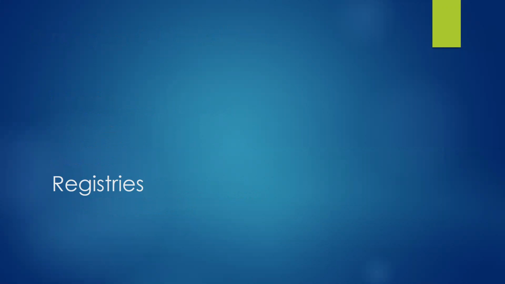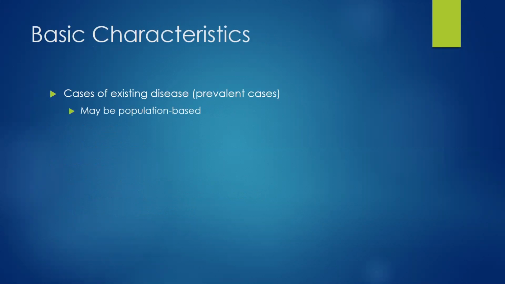So the next type of sample-based data that we'll talk about is registries. These are when we identify a particular disease or event and we find cases of that disease that are already existing. So this would be prevalent cases. We can do a population-based registry so that those cases represent everyone in the population who has them, but it's still a prevalence-based system, so we wouldn't necessarily be picking up only new cases. We might have a mix of people who have been recently diagnosed and people who have been living with the disease or condition for many years.